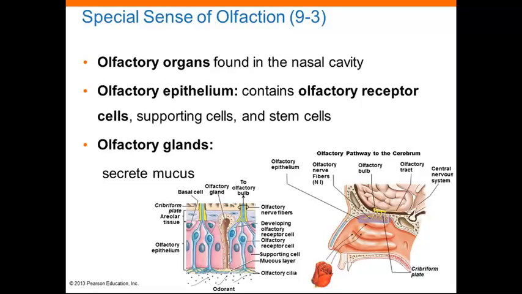The binding of an odorant is going to change the permeability of the receptor plasma membrane and produce action potentials. This information is then relayed to the central nervous system, which interprets it as smell based on the particular pattern of the reception activity.